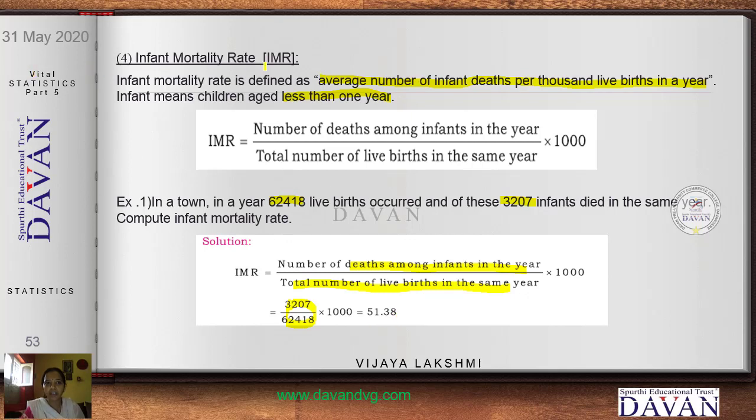So infant mortality rate is nothing but, on an average, how many infants die in a group of 1000 live births happening in a year. In exams, if they ask you for the definition, then you're supposed to write this part completely from here till here.